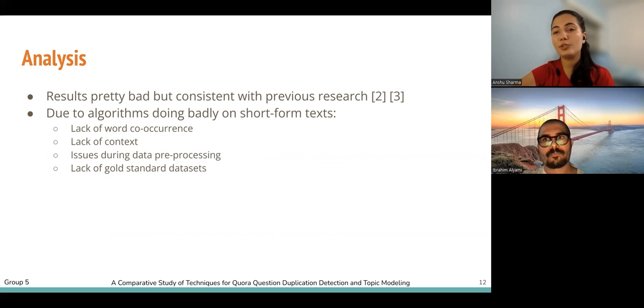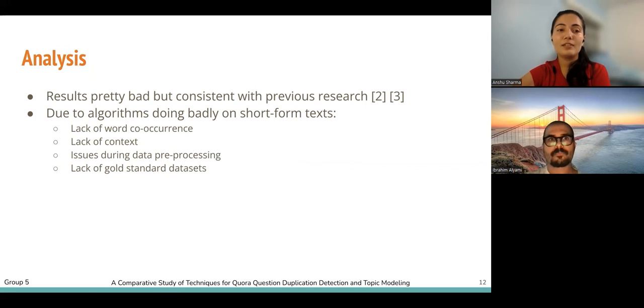And also there's an issue during data pre-processing, like I mentioned before: if we start doing rigorous data pre-processing, then we start losing even more context that is already lost. And also there's a lack of gold standard data sets. Like I said, we just pulled labels from Quora, but Quora's algorithm is kind of haphazard, whatever they employ.